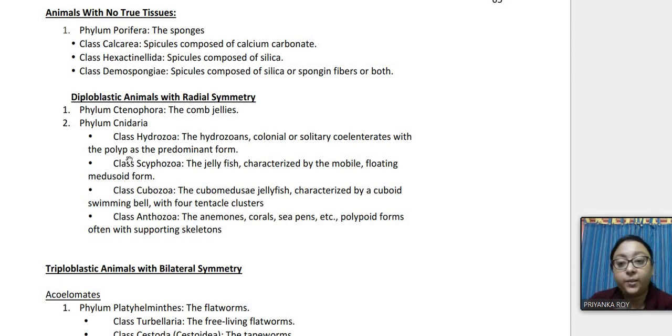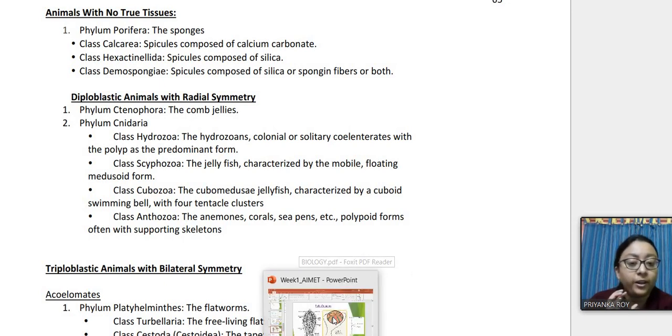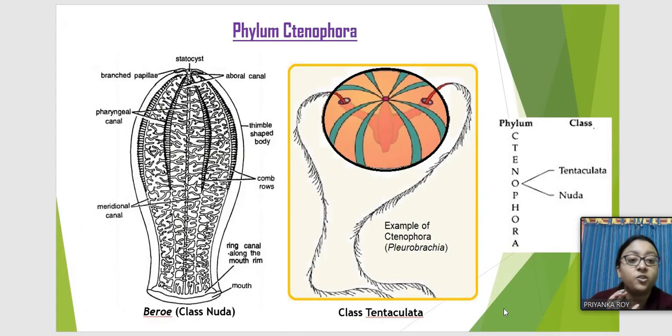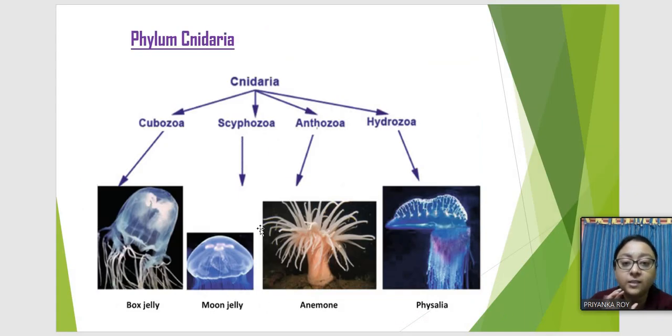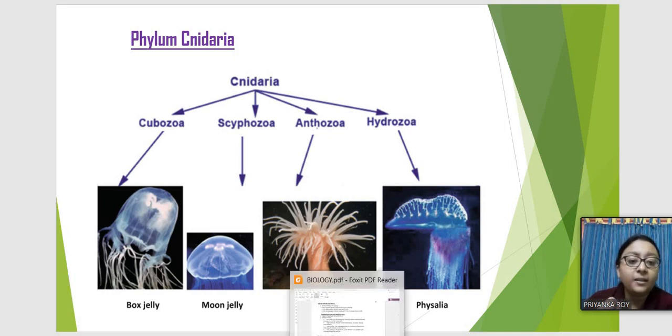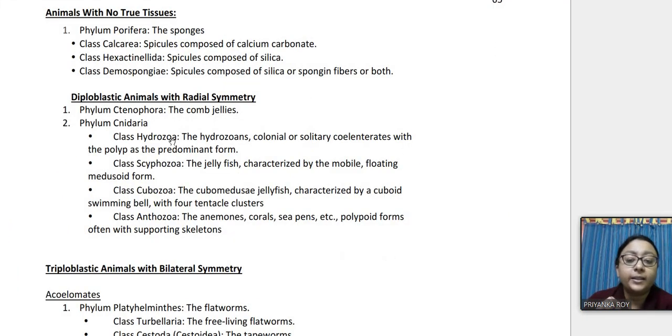Next comes the Cnidaria. There are several classes, and what actually are Cnidaria? A very common member of phylum Cnidaria is the jellyfish. We are all aware of what a jellyfish is, and sea anemones are also examples of phylum Cnidaria. These are the classes of phylum Cnidaria. These are diploblastic animals, that means they have only ectoderm and endoderm and no true mesoderm.